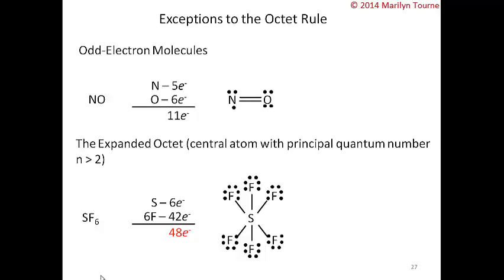These exceptions, don't get too stressed out about them. There's not a lot of them. I've shown you basically the ones that are the most important. It's beryllium, boron, aluminum is another one that has an incomplete octet, and then you have these odd electron molecules. It's usually something that's connected with nitrogen because nitrogen has 5 valence electrons. And the expanded octet, which is usually sulfur or phosphorus. Those are the ones that we're going to really be talking about.